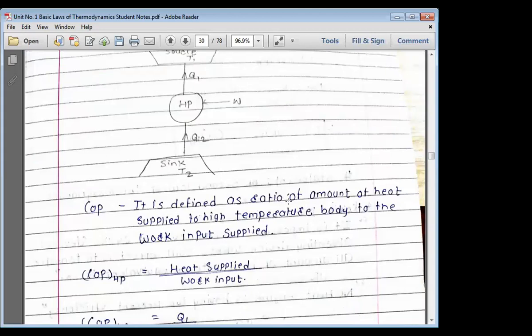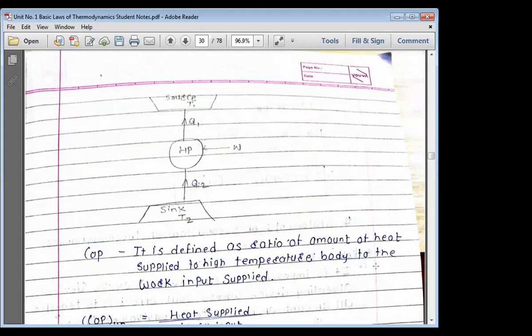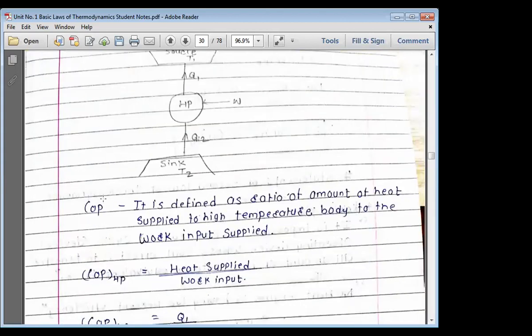it is defined as the ratio of the amount of heat supplied to the high temperature body to the work input supplied. That is, the heat you supply to that high temperature body, the source, divided by the work input. That ratio is called the COP of your heat pump. Therefore, heat supplied to work input, and there, heat extracted divided by work input.